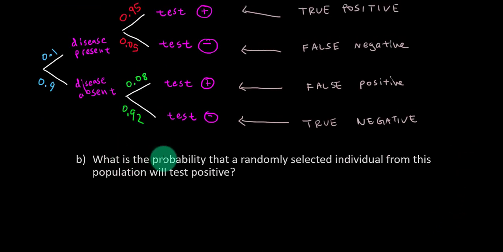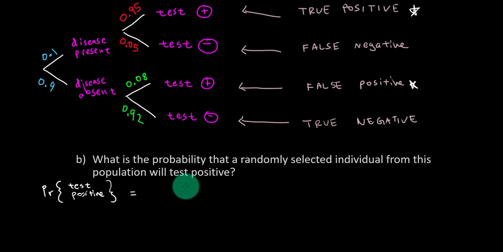The question is, what is the probability that a randomly selected individual from this population will test positive? Well, let's write some notation first. Probability of a test coming back positive. Well, how many ways can you test positive? It appears we can have the false positive and there's the true positive, right? So there are 2 ways.